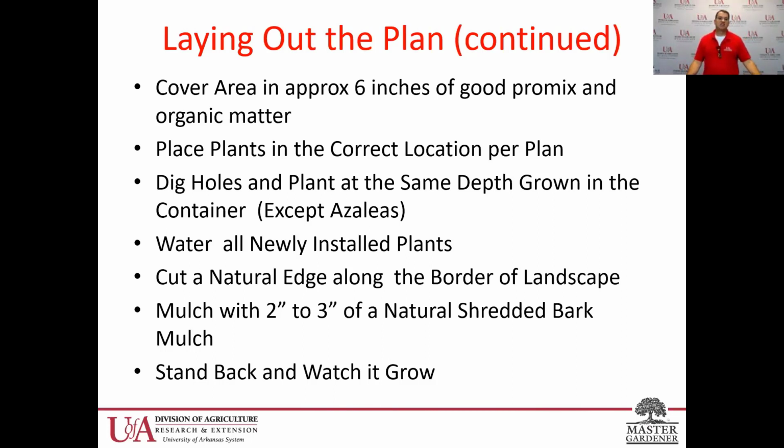Then you can cut a natural edge along the border of the landscape. And when I say a natural edge, you're taking a shovel and digging a small trench around it, and that's the natural edge. Now you can border with metal edging, you can border with brick, you can border with rock. There's all kinds of edging out there, but remember, know what you're dealing with. If your lawn is Bermuda grass, Bermuda grass is either going to jump that curb or it's going to go underneath that.